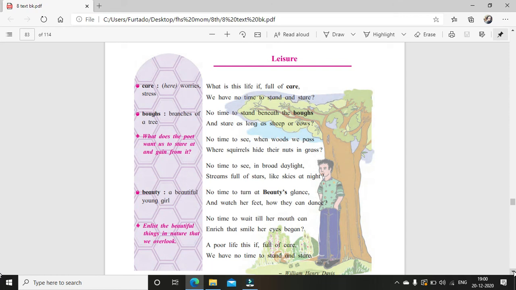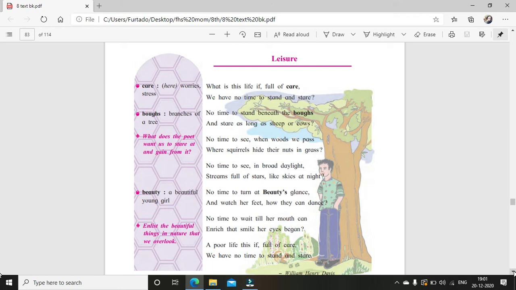Okay, the last. A poor life this, if full of care, we have no time to stand and stare. So, what is he saying? Our life is really very, very poor, like a poor man. We have everything, but we do not value it. We have everything, but we have no time to enjoy what we have. Yes, no time to relax and enjoy. So, this life is useless, according to the poet. This life is a poor life if we have only cares, only troubles, only worries and stress, and no time for ourselves to relax and enjoy the beauty around us.